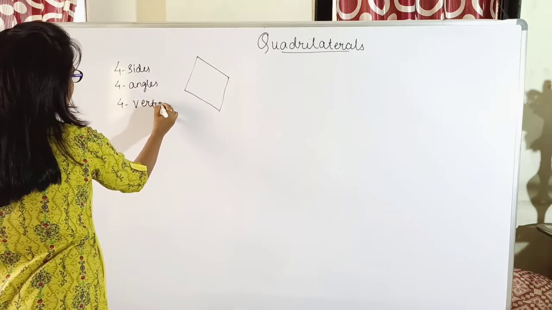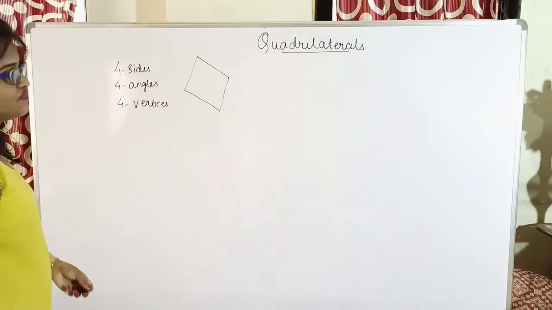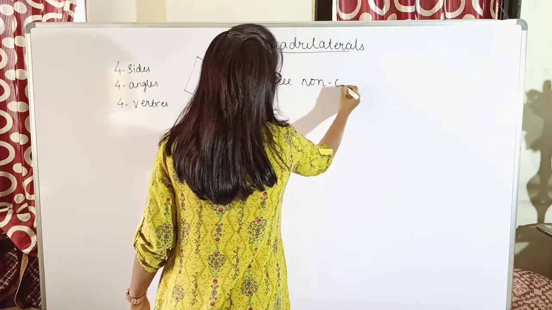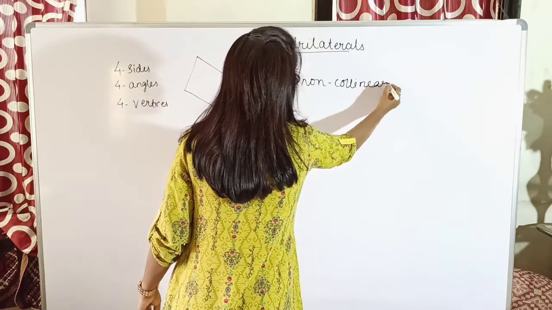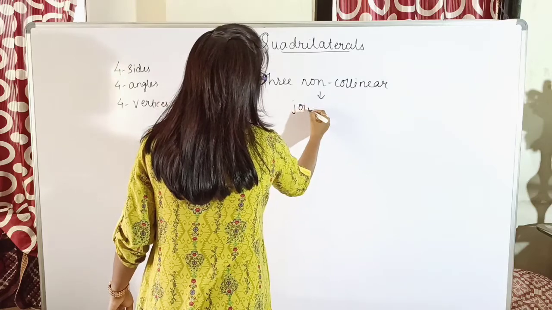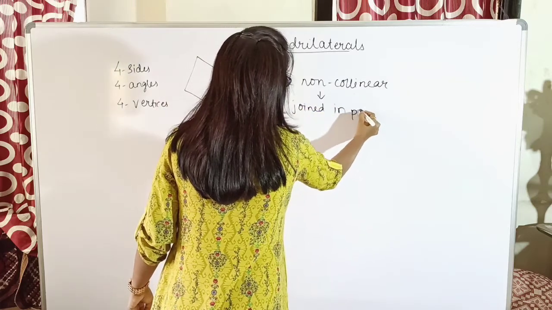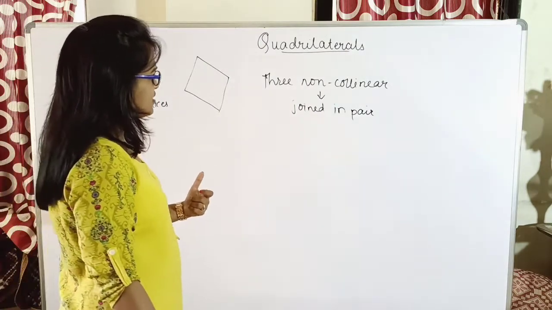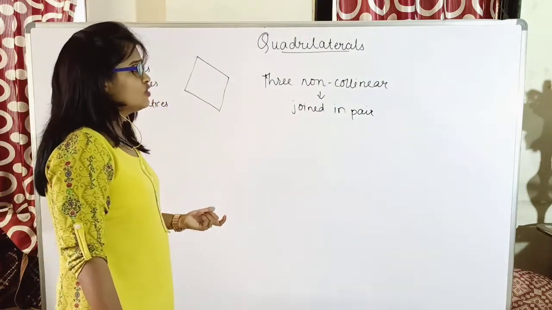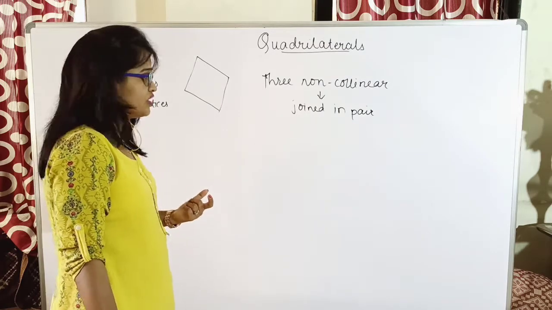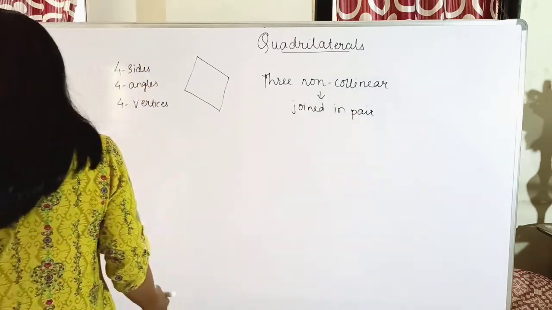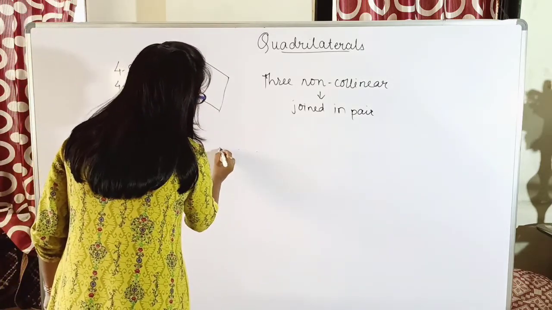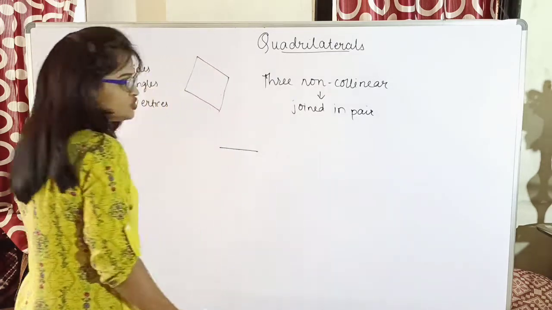Yes. There is one more definition of quadrilateral which says when three non-collinear points are joined in pairs, the figure so obtained is called a quadrilateral. Now let us try to explain what this definition is. Three non-collinear points joined in pair. Okay. So suppose I take three collinear points. How will I join them? Suppose these are my three collinear points. They could be joined by a straight line.